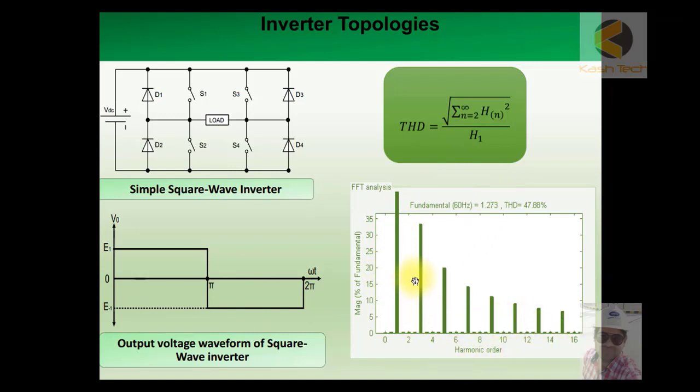It means that you can see this is the formula for total harmonic distortion. So the total harmonic distortion percentage, as per standard, should be less than 5%, whereas if you look at this type of inverter, the percentage is 47.88%, which is not really acceptable by any means. So this harmonic order, or this frequency spectrum, is showing the different types of harmonics available in the system.